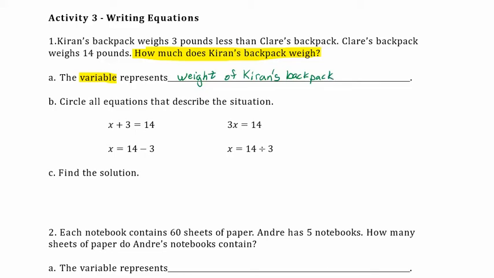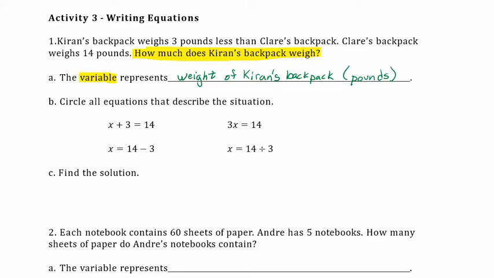All right, so up here we've got things in pounds. I assume we could do it in whatever we want. We could change it to ounces if we want, but let's just keep it in pounds since all the other information is given in pounds. Circle all the equations that describe the situation. So there could be more than one way to write an equation for this.